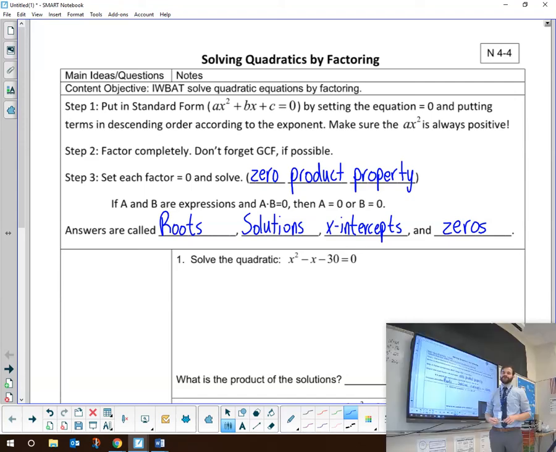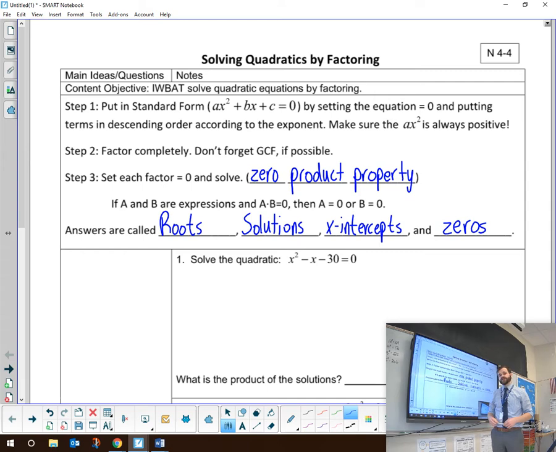Hey guys, today we're talking about solving quadratics by factoring. So all this stuff that we've been doing with factoring is really coming to fruition here to help us with solving these equations. Now, a quadratic equation is one of those special equations that's going to have two solutions most of the time, just like absolute value.